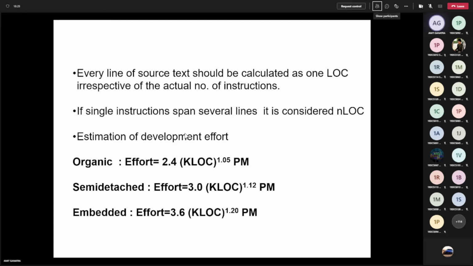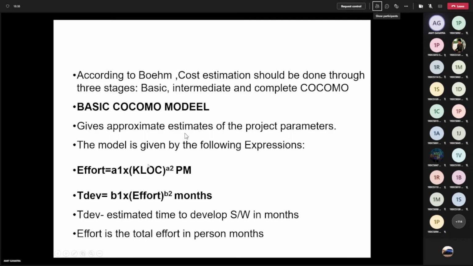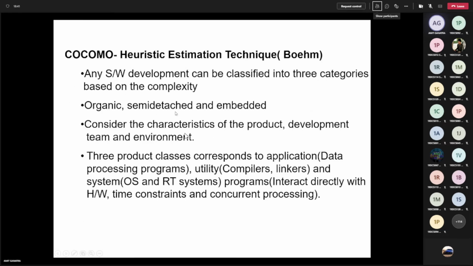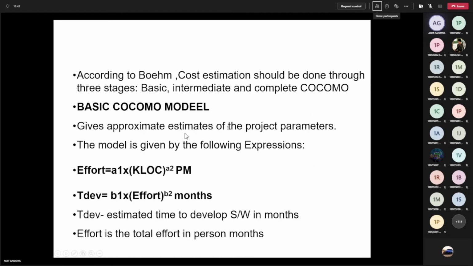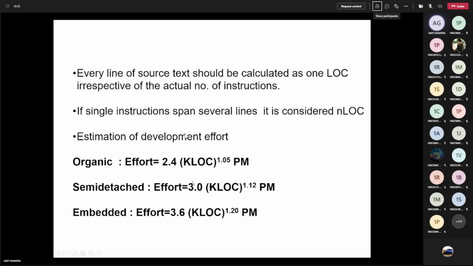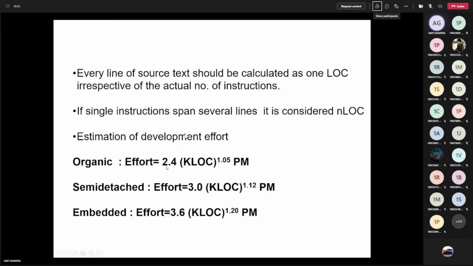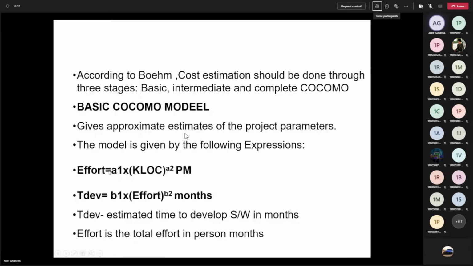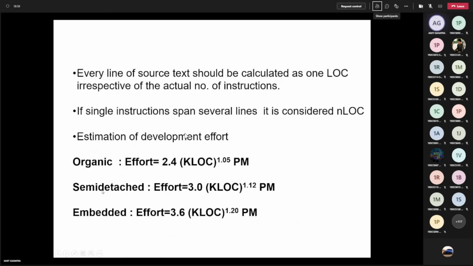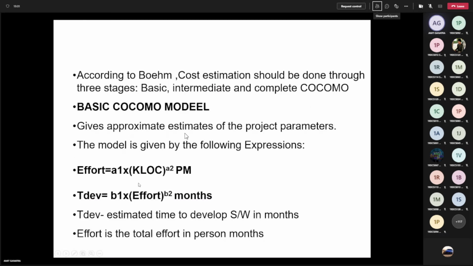So here you see the equation for 3 categories of software: organic, semi-detached, and embedded. First, I am giving the equation for effort. So I'm talking about the first equation. There are 3 categories, organic, semi-detached, and embedded. So for every category, we have one equation. So this is my general template: Effort equals A1 into KLOC raised to A2 PM. So the value of A1 for organic software is 2.4. The value of A1 for semi-detached is 3. And the value for embedded is 3.6.